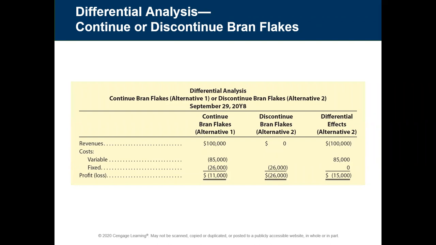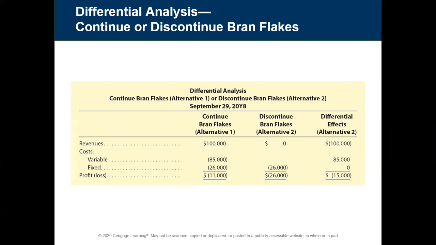So here we take, if we continue doing them, we're losing 11,000. If we discontinue them, we're losing 26,000. So even though it seems like those Bran Flakes are losing us money, they're actually covering part of our variable costs, right?